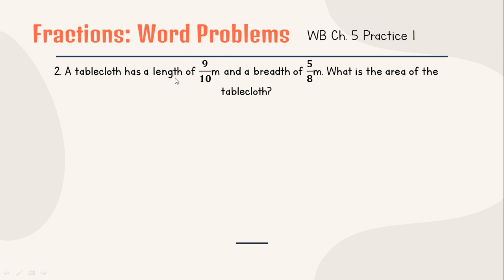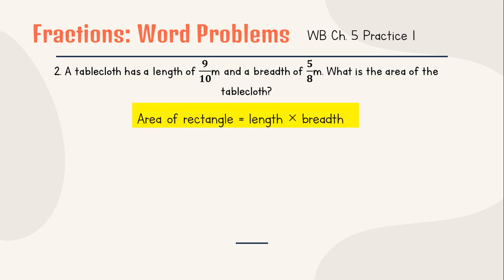Now we know that the length is 9 per 10 and the breadth is 5 per 8. Of course, what shape will it make? Is it a square? A rectangle? Rectangle, of course. So you need to find the area of a rectangle, length times breadth. The length is 9 per 10 and the breadth is 5 per 8.